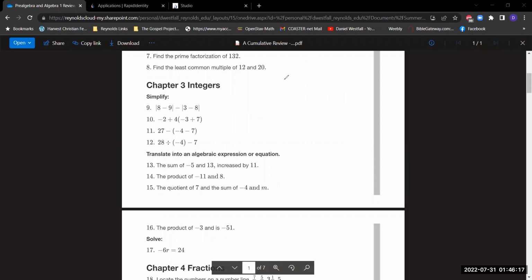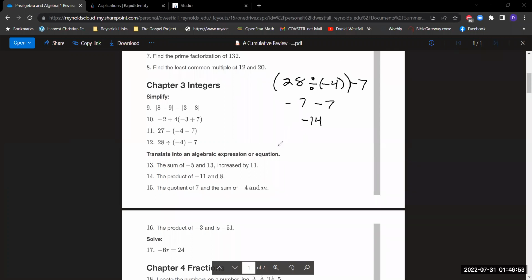Now I'm on to problem number 12, 28 divided by 4 minus 7. So I have to do this division first. So a positive divided by a negative is a negative. 28 divided by 4 is 7. Negative 7 minus 7, both negatives. So it's going to stay negative. 7 plus 7 is 14.